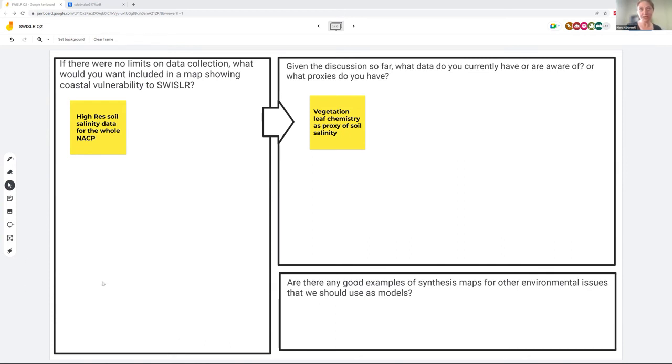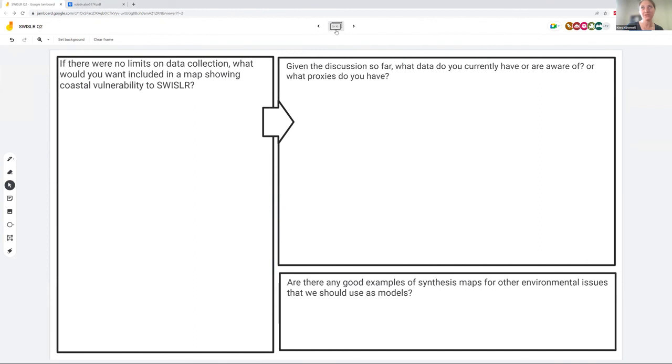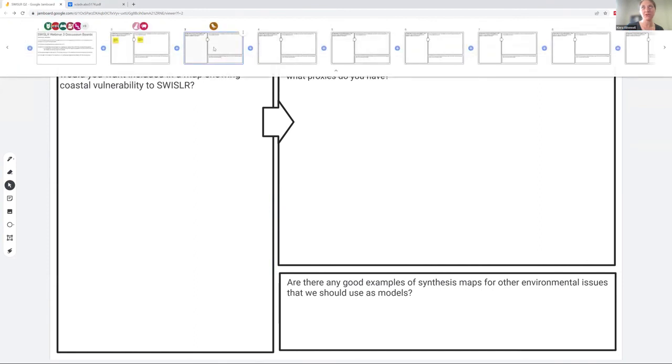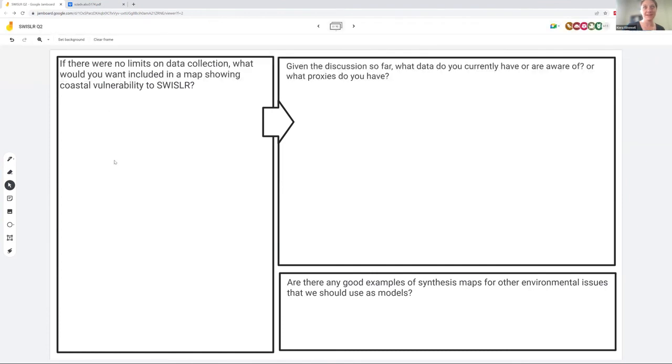So I will share the Jamboard again once I open all the rooms. Your room should be named the frame that we want you to go to. So if you expand the frame bar, they're all labeled frame 3, 4, 5, 6, and so on. And I will open all the rooms. Have fun discussing.